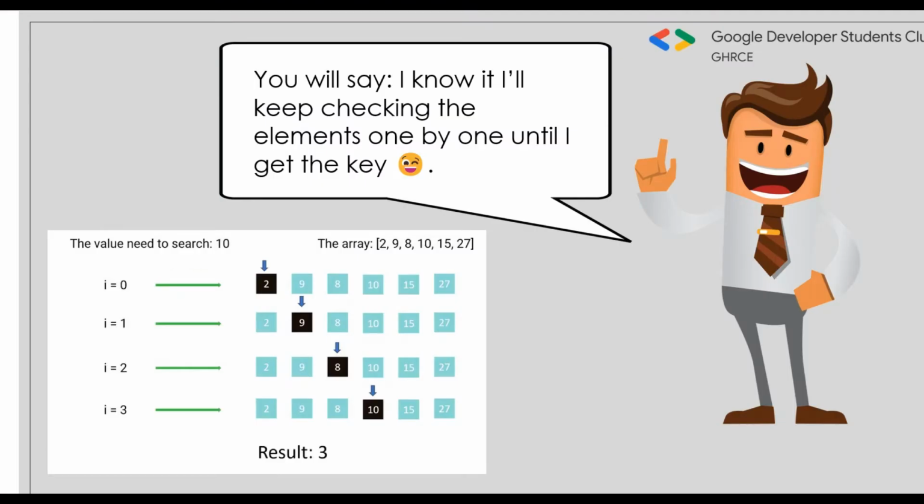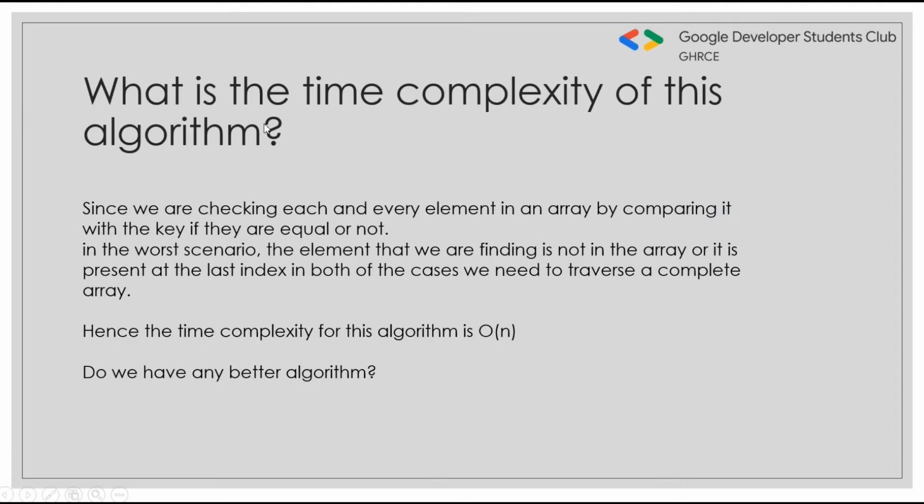Now let's move ahead and see what the time complexity of the linear search algorithm is. Since we are checking each and every element in an array by comparing it with the key, whether they are equal or not, in the worst case scenario there will be no element in the array which we are finding. So in that case, we need to completely traverse the array. That's why the time complexity of this algorithm is big O of n. Why big O of n? Because n is the length of our array and we are performing the comparison operation n times. That's why big O of n.